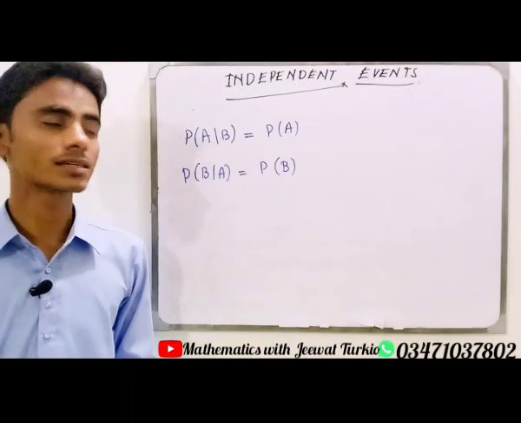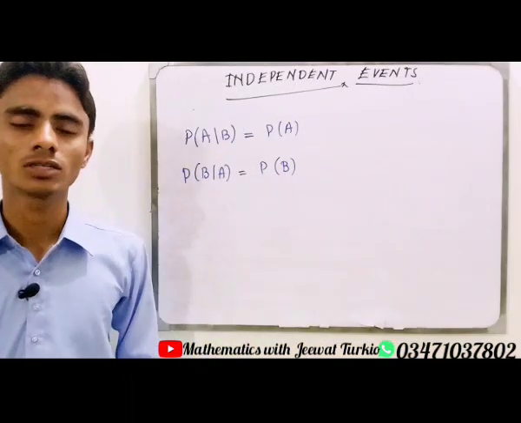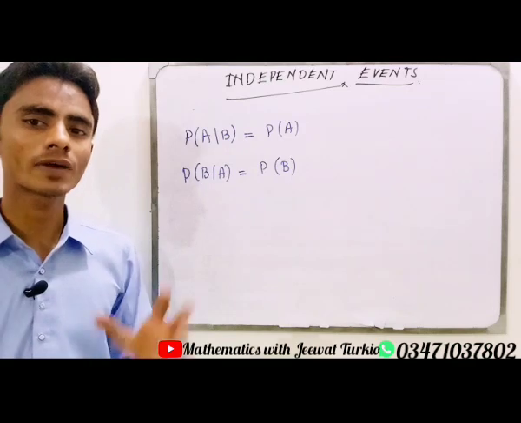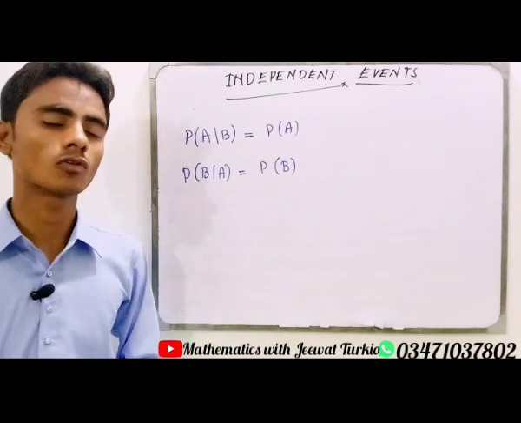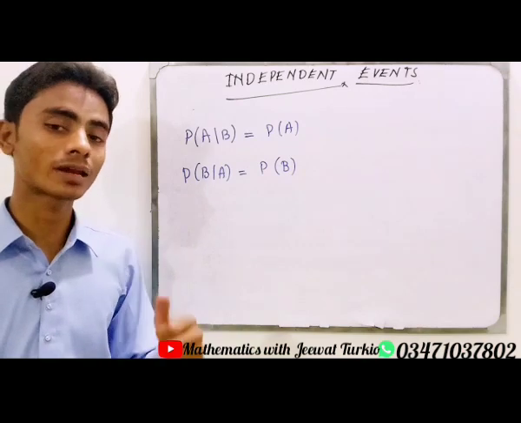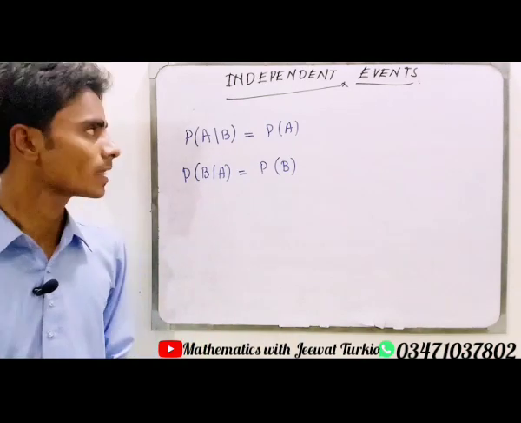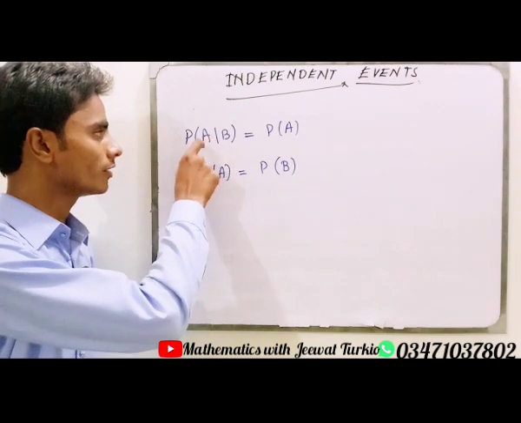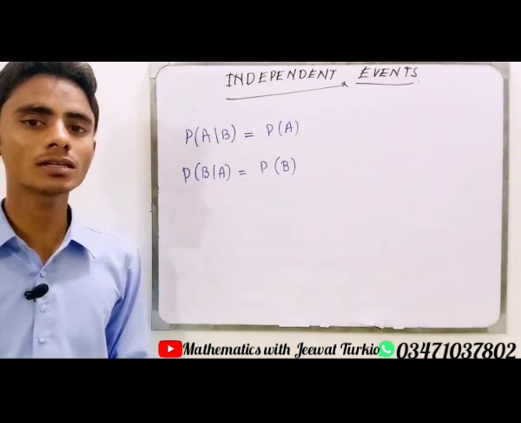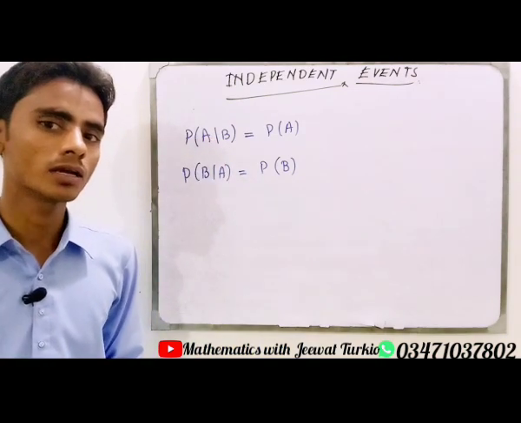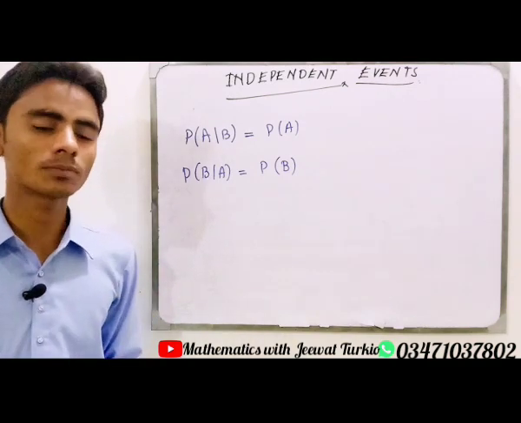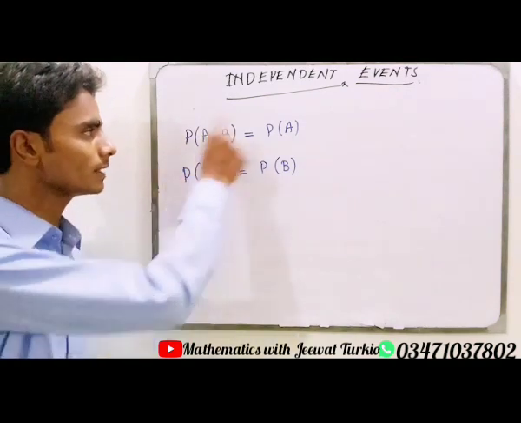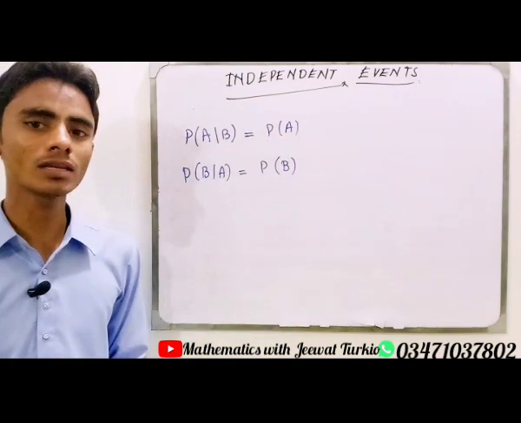Now let's discuss independent events. Independent events are those events whose occurrence does not have any effect over the probability of occurrence of another event. Let's suppose we have an event A as well as an event B. Event B has already occurred, but that does not have any effect on event A. So the probability will simply be the probability of event A.